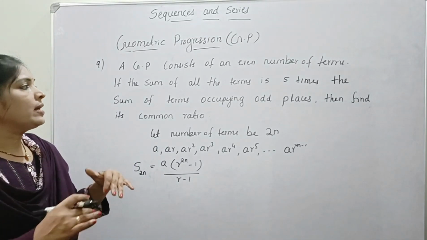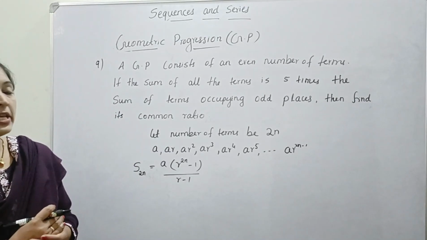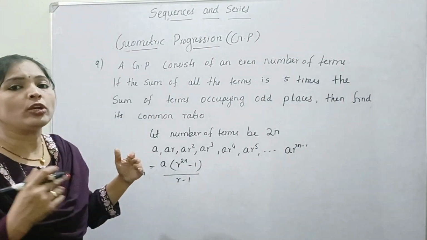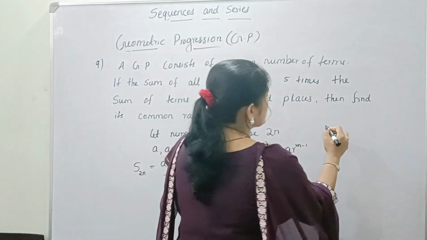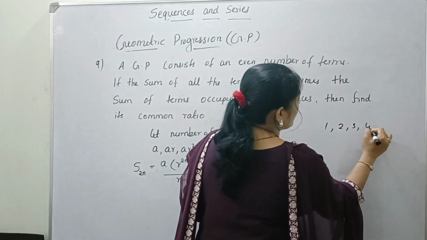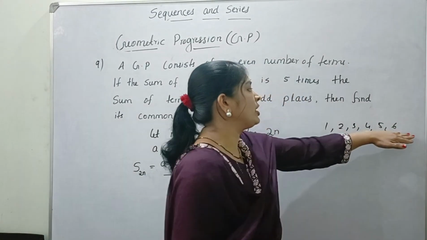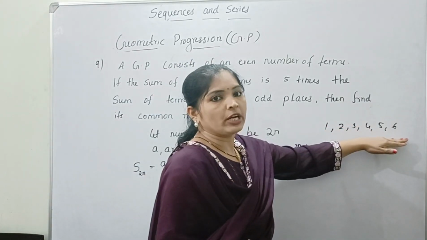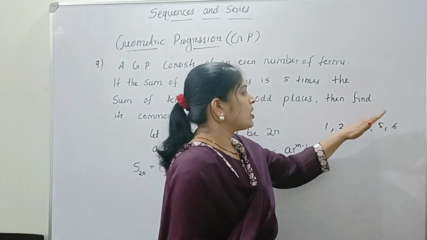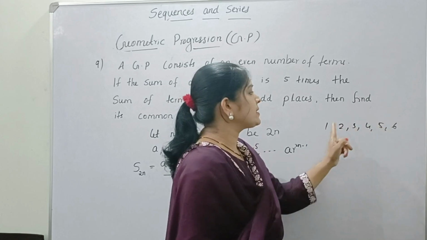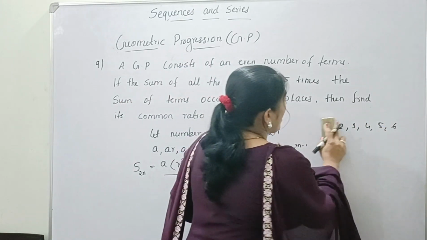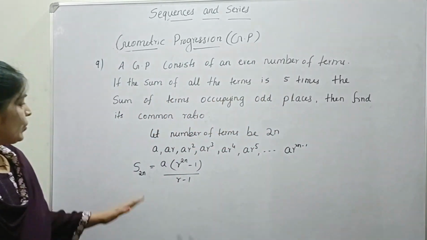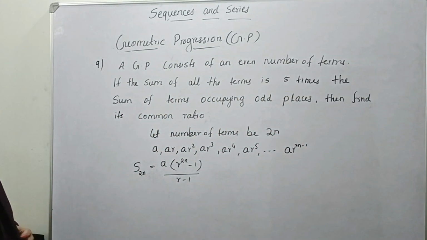Next, if there are 2n terms, that is an even number of terms, then how many terms are there occupying odd places? That is n. Suppose we have 1, 2, 3, 4, 5, 6, an even number of terms, that is 6 terms. How many odd places? 3 odd places, so it is half. So n terms are there.